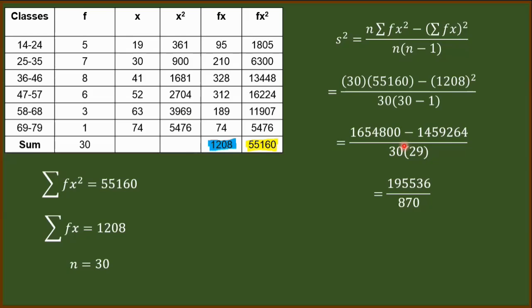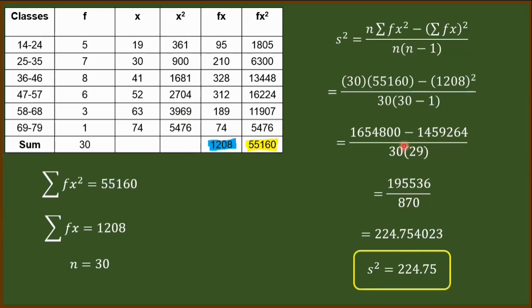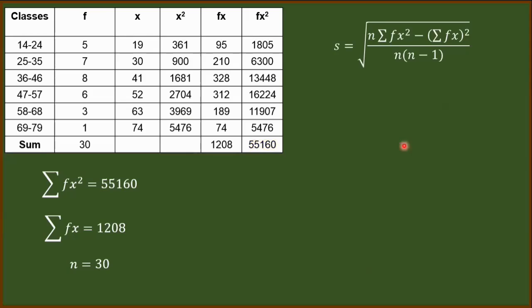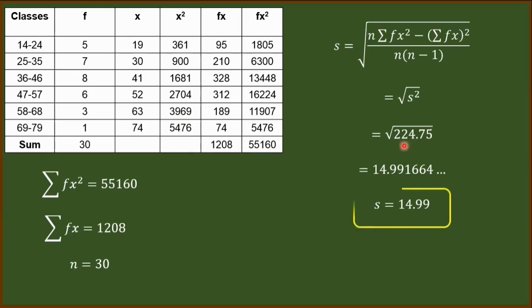And then finally, for the last step of variance, divide these two numbers and then we'll get 224.754023 and so on, but make sure to round it to the second decimal place, meaning our variance is 224.75. Next, for the standard deviation, we will just use this simpler formula, we just take the square root of the variance and then round it off to 2 decimal places. We have 14.99. And that is our standard deviation.